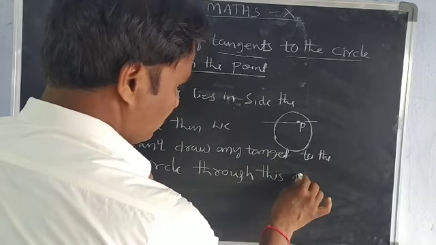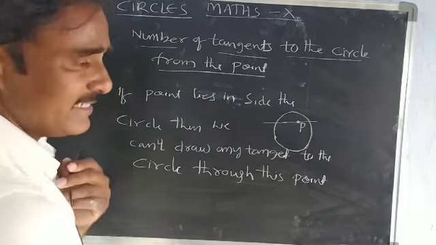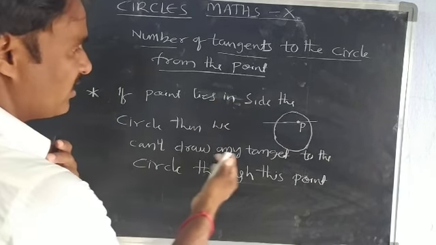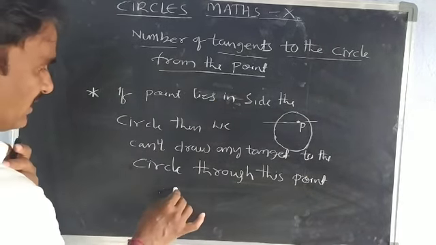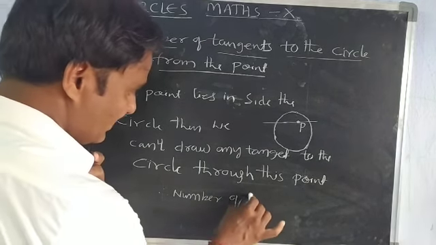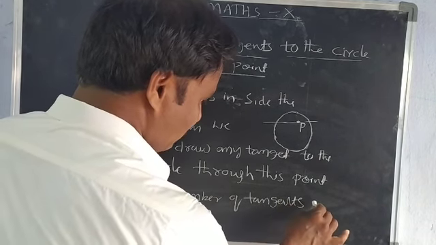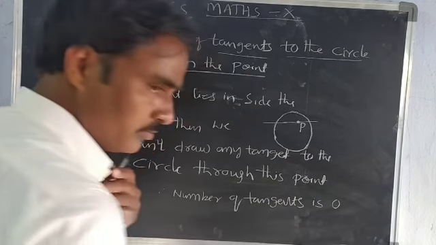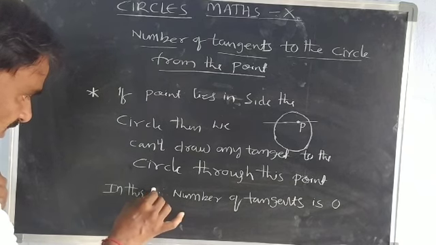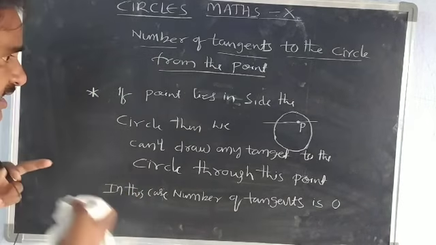So how many tangents can we draw? If the point lies inside the circle, 0. So if the point lies inside the circle, then we cannot draw any tangent to the circle. Therefore, in this case the number of tangents is 0. This is one case, now another case.